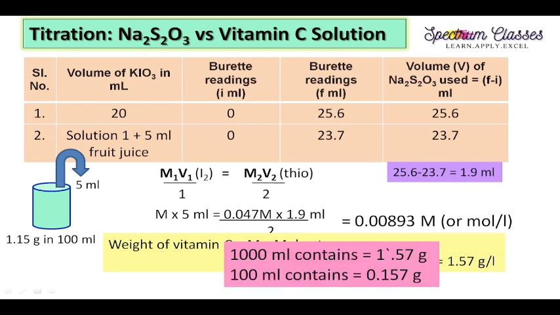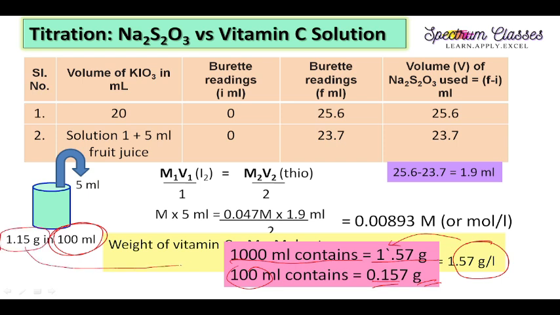So 1 liter, that is 1000 ml, contains 1.57 grams. But my solution is 100 ml. So this 100 ml contains 0.157 grams, right? In 100 ml I have dissolved this much of salt. So I can say indirectly that this much of salt contains 0.157 grams of vitamin C.